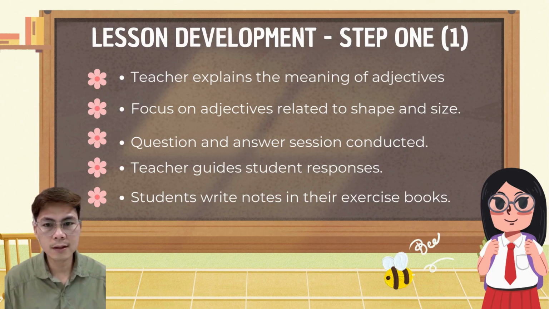A question and answer session is conducted to check student understanding. Students are encouraged to answer even if their answers are not perfect. The teacher then guides and corrects them gently. Students are also asked to write short notes or examples in their exercise book. This step helps students build a strong foundation before moving on to group activities.